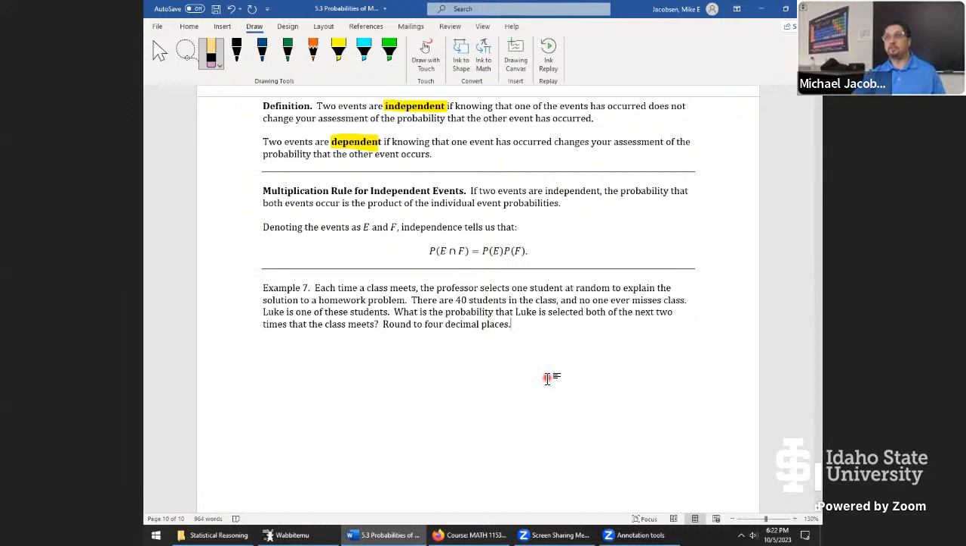Okay, so here's our last example in the notes. Congratulations, folks. I'd say section 5.3 is probably one of the tougher sections in this entire class. We're almost through it. 5.4 is not as bad.